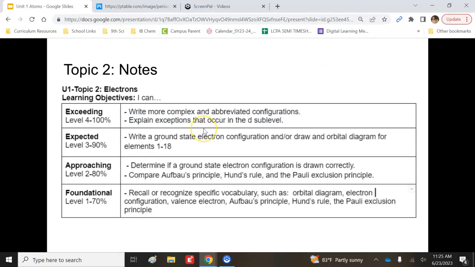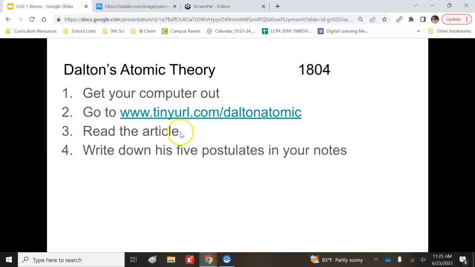And then once you finish that, we are done with today's topic and you can move on to our next lesson.